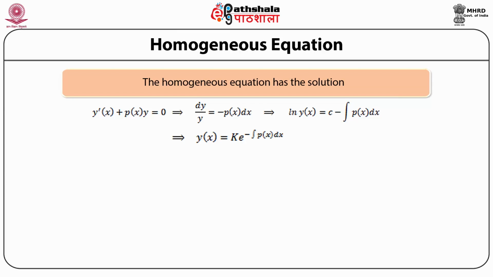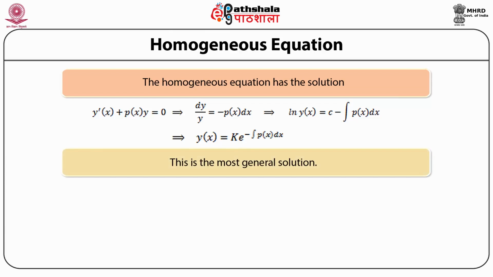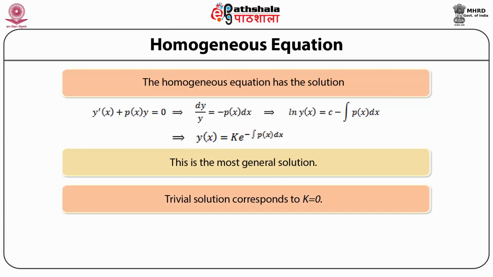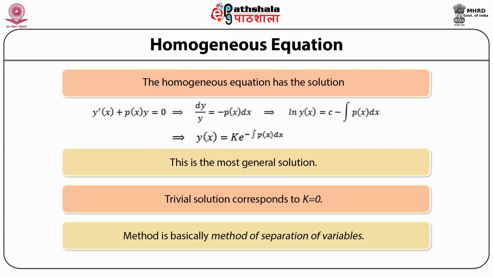Or the equation can also be written as y of x is equal to k times e raised to power minus of integral of p x into dx. This is the most general solution of the linear homogeneous first order differential equation. The trivial solution corresponds to k is equal to 0. This is basically the method of separation of variables, since terms depending on y have been brought to one side and those depending on x alone to the other side.